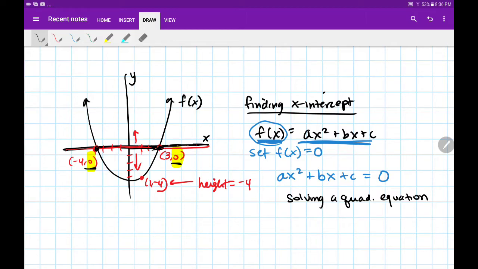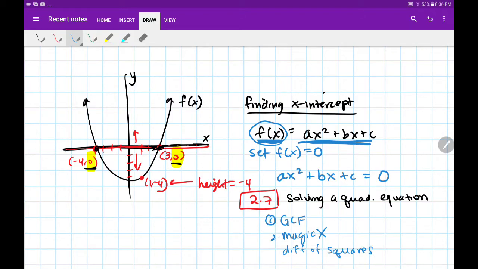Look back to your notes from 2.7. And that's where we were coming up with many methods to solve a quadratic equation. Some of those methods were GCF, we used magic X, we used difference of squares. So that's 3 methods right there. And then a fourth and final method as a last resort was called the quadratic formula. And so this is when we get to apply these methods again.